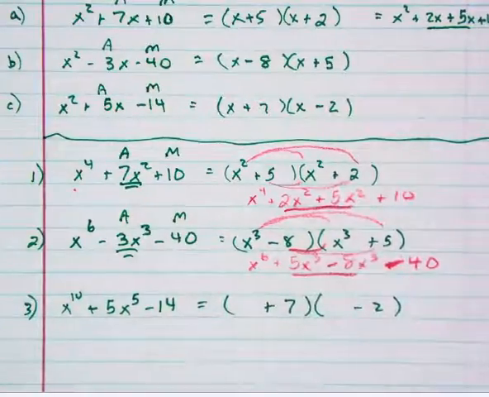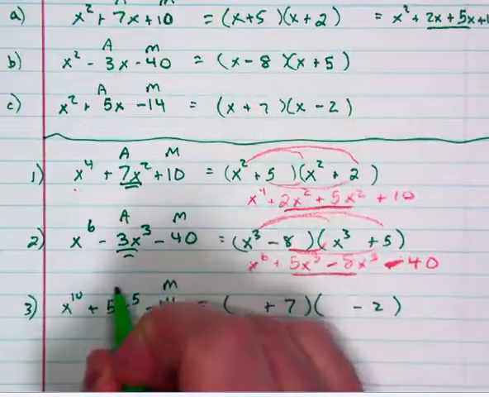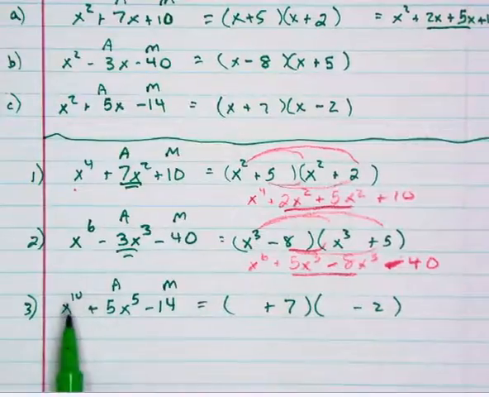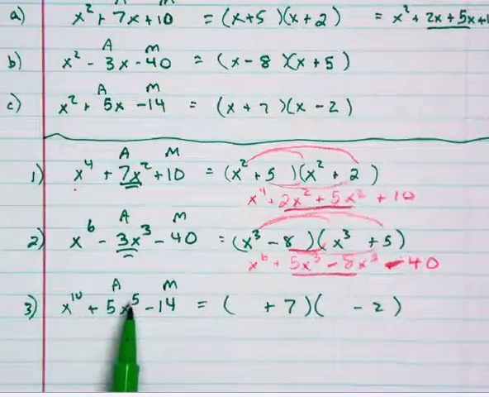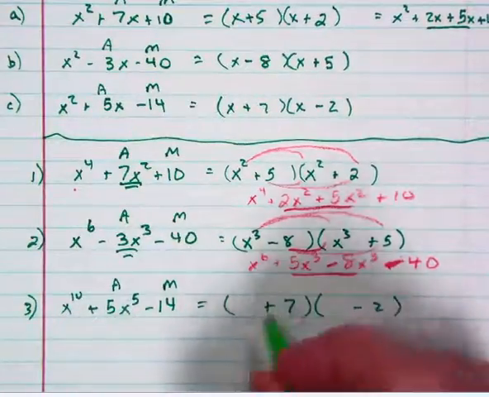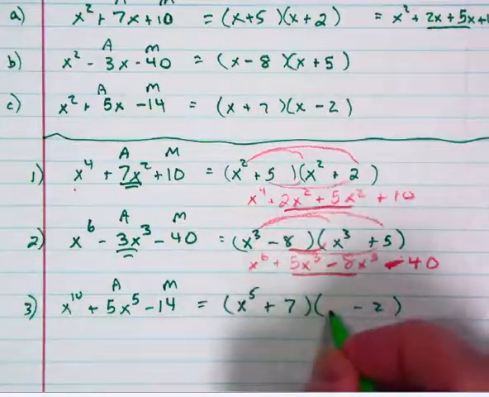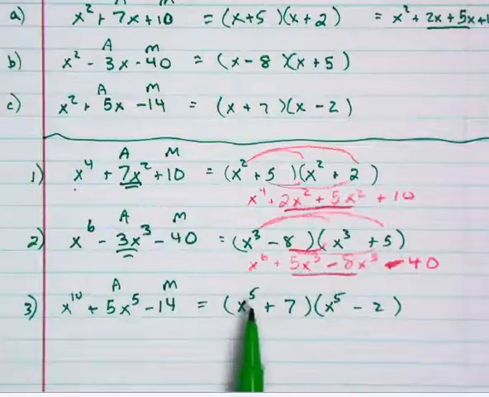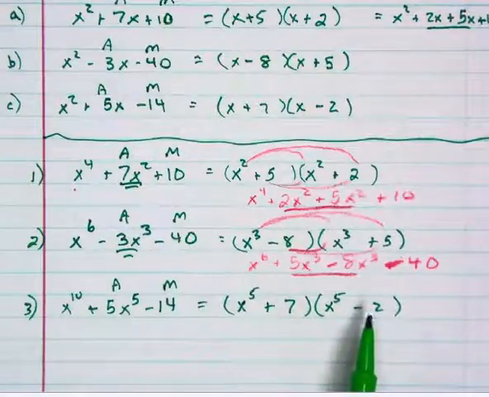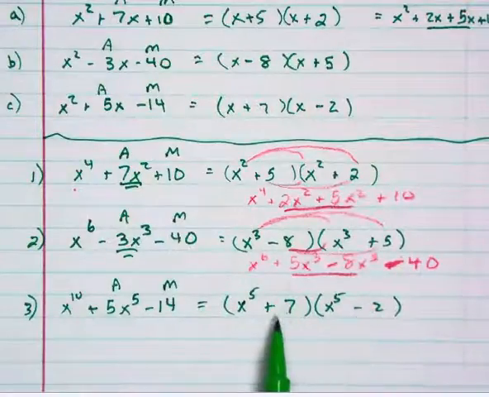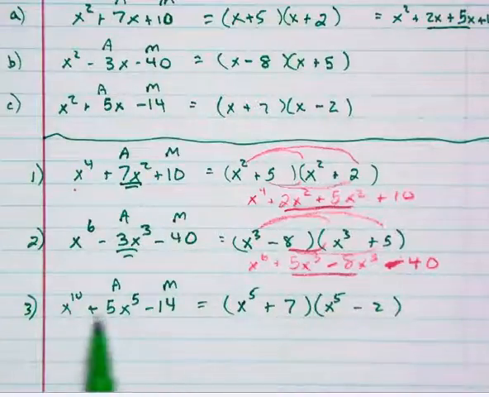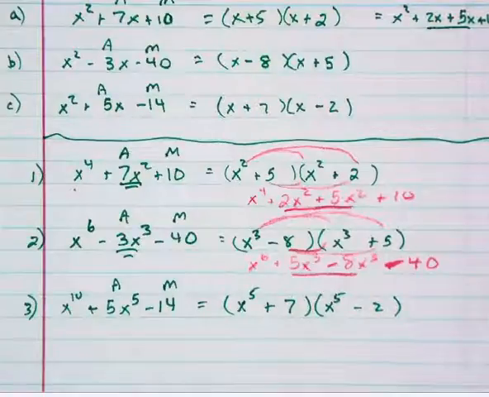Okay, but why can I do that? Why can I use the multiply add method here? Well, x to the 10th is x to the 5th times x to the 5th. So if I were to put x to the 5th in both of these spots, thinking a step ahead, x to the 5th times -2 is -2x to the 5th. This is positive 7x to the 5th. Those are my like terms that are going to combine to 5x to the 5th.